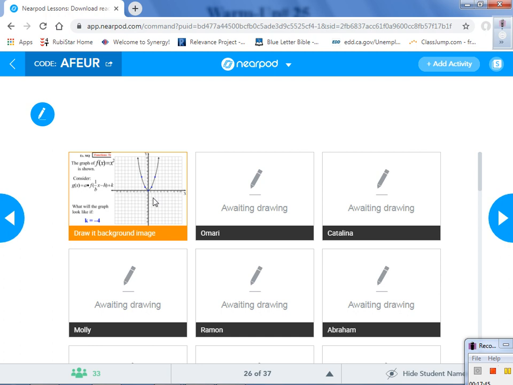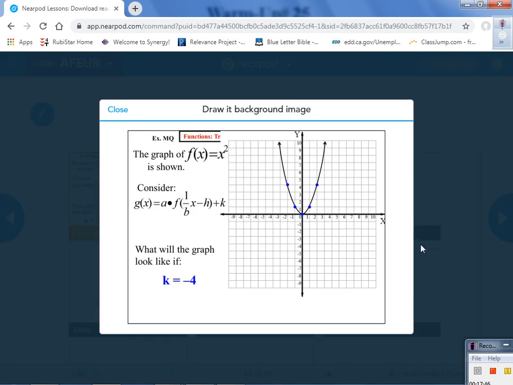Lock your toolbar. Write your rule. Graph your transformation. Ready, go. 40 seconds. All right, here we go. Correct answer on your screen.